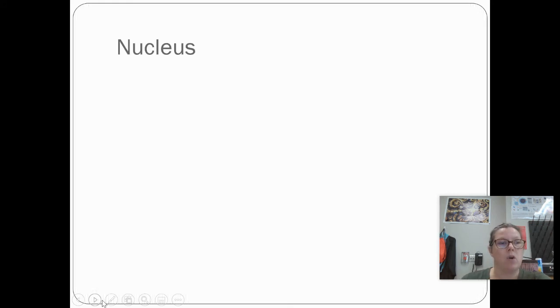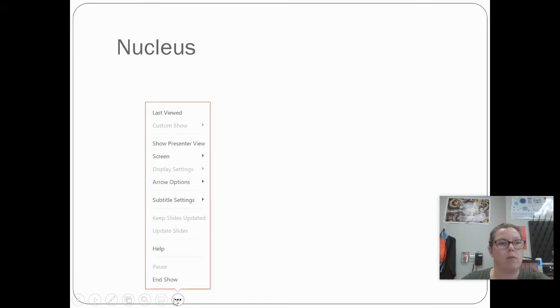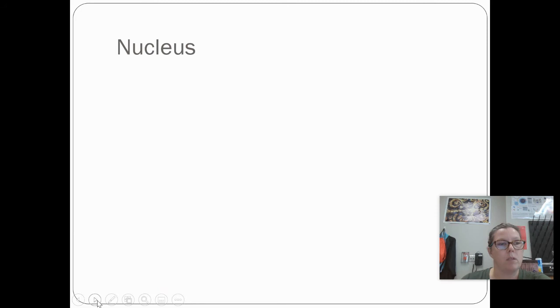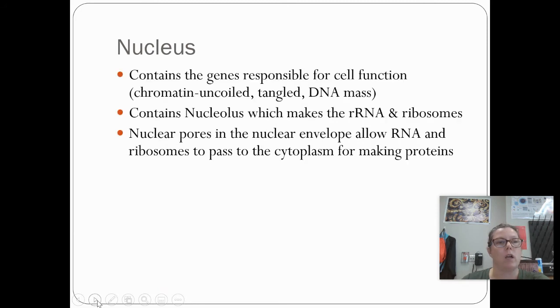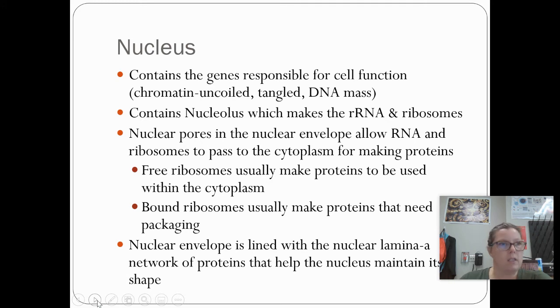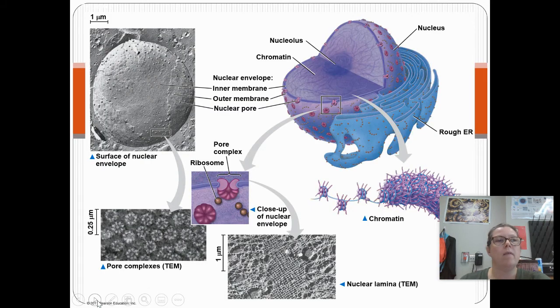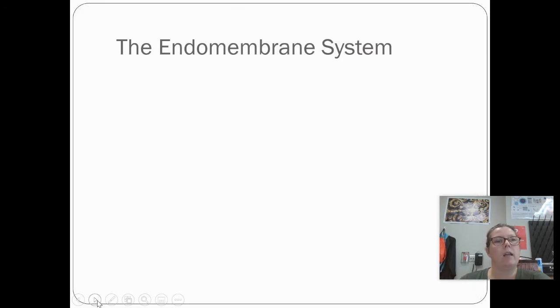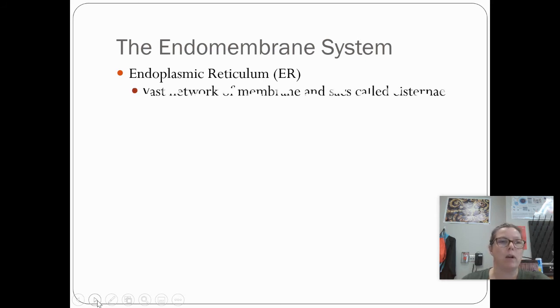Okay, so nucleus, we're going to skip over. You've got some information on the nucleus here. I'm just going to quickly click. All right, so there's the nucleus and it's got its own nuclear envelope, which is its own membrane structure. The nucleus is in and of itself a membrane-bound organelle. And then again, that nucleus is surrounded by the endomembrane system.